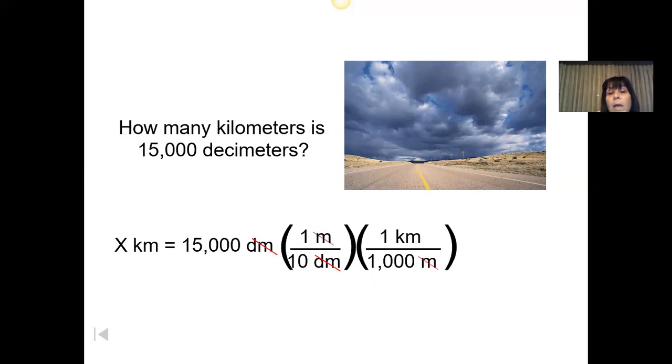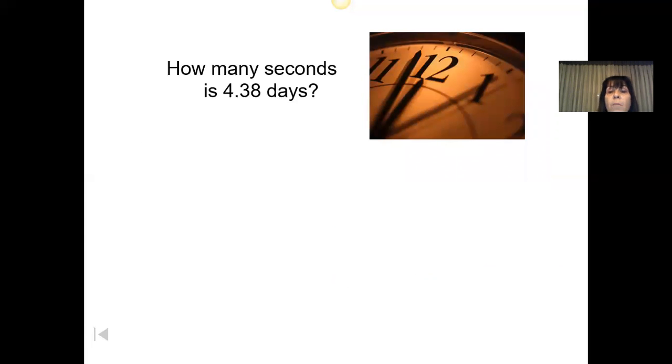Okay, and so when I do the next cancellation, now I will have kilometers left. And again, what I will do next is multiply the numbers across. So my numerator will be 15,000, but my denominators also have to be multiplied. So 10 times 1,000 is going to be 10,000. So you will be dividing 15,000 by 10,000, and the final answer will be 1.5 kilometers. This will convert to any other conversion.